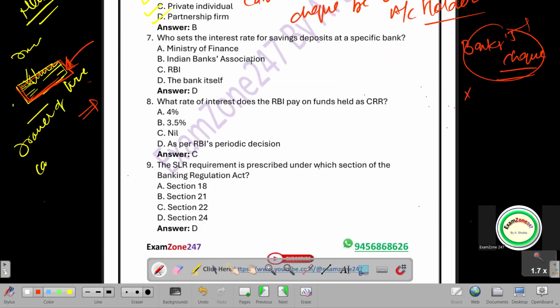Now, who sets the interest rate for saving deposits of a bank? बैंक सेविंग अकाउंट का डिपॉजिट इंटरेस्ट रेट कौन डिसाइड करता है?